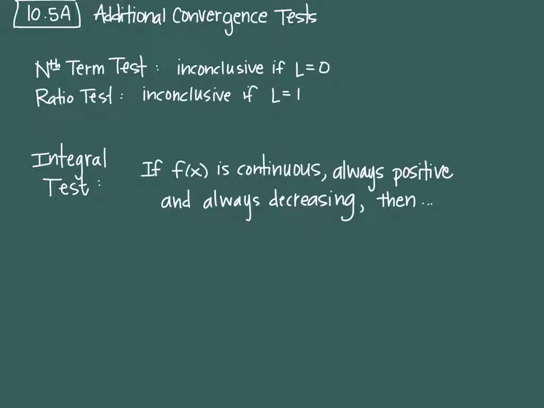So assuming you've already tried the geometric test, the nth term test, and the ratio test, then you notice, okay, I need something else. So my function is continuous. That first of all has to check the checkbox. It's positive always. In other words, there's no negative terms. And it's always decreasing. Okay.